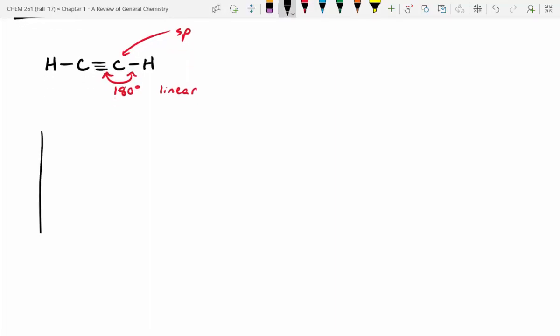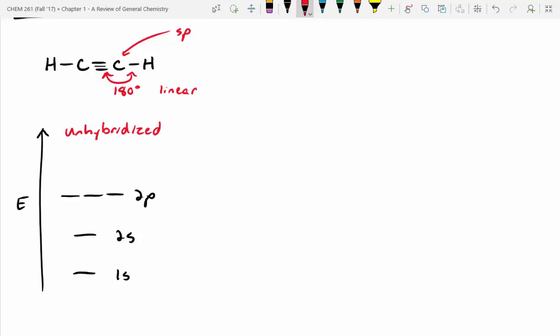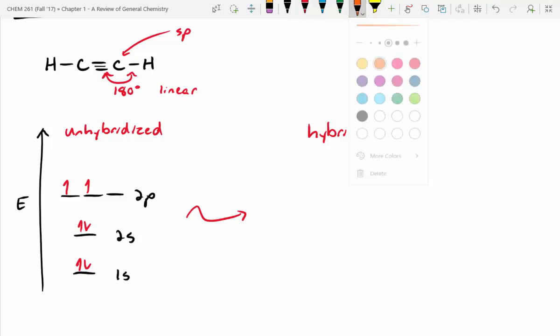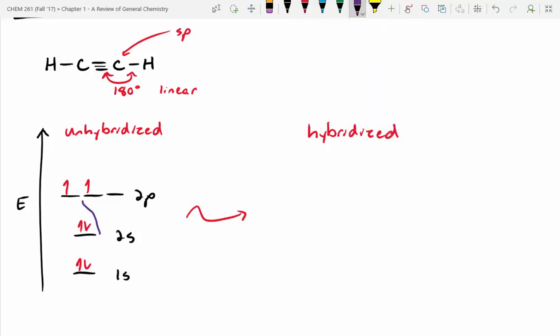Let's do our hybridization. So I'm going to do unhybridized over here just for redundancy's sake. 1S, 2S. Then 2P, and I'll say this is unhybridized. And we've got 1, 2, 3, 4, 5, 6, just like we saw in the previous example. But now what we need to do is hybridize it to be SP. So I want you guys to see if you can fill that out. When we do this, we're just going to take one of the S's and one of the P's.